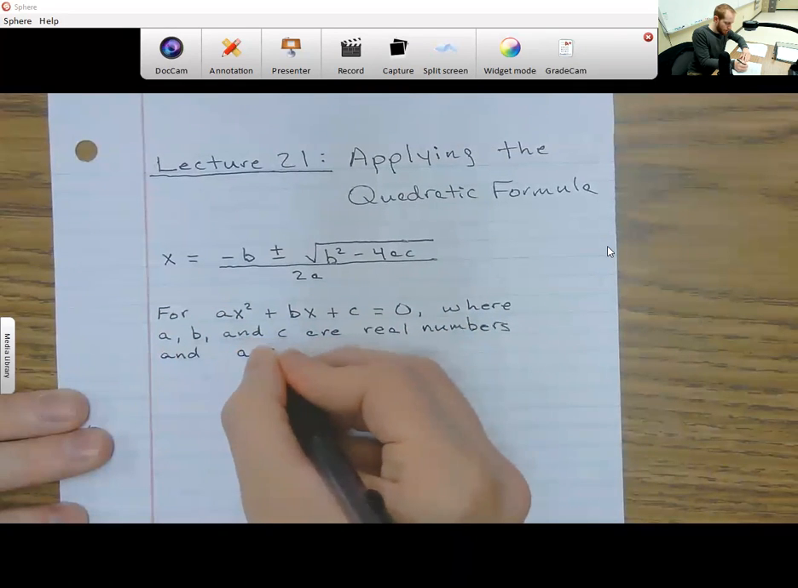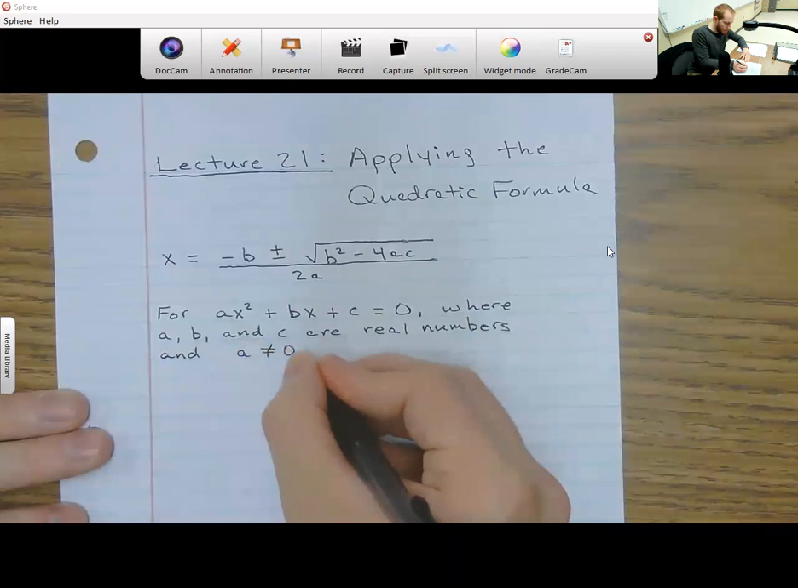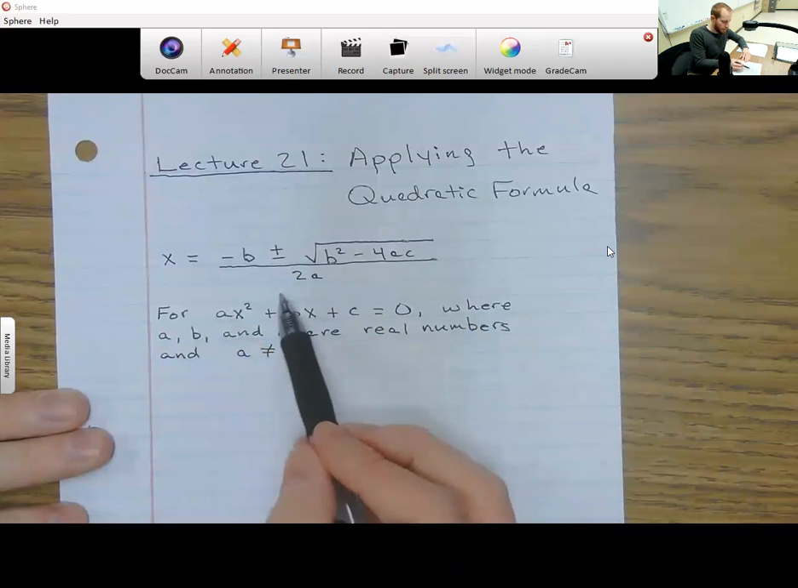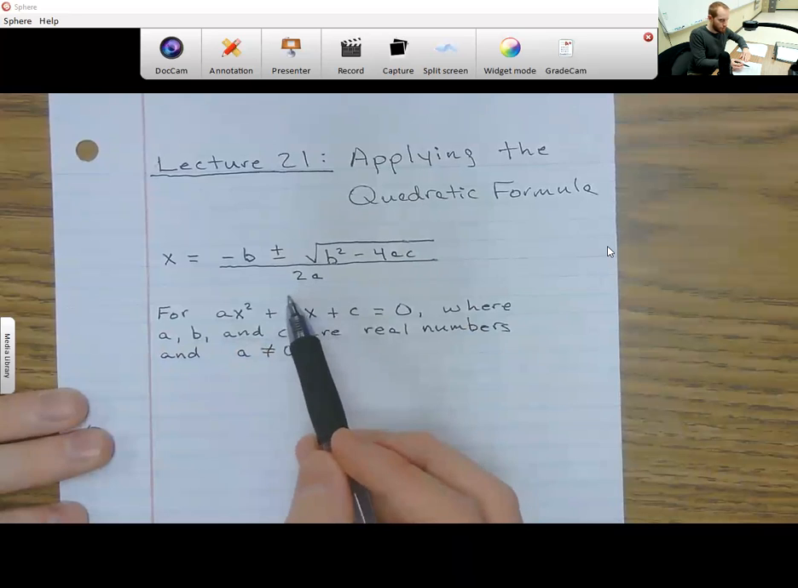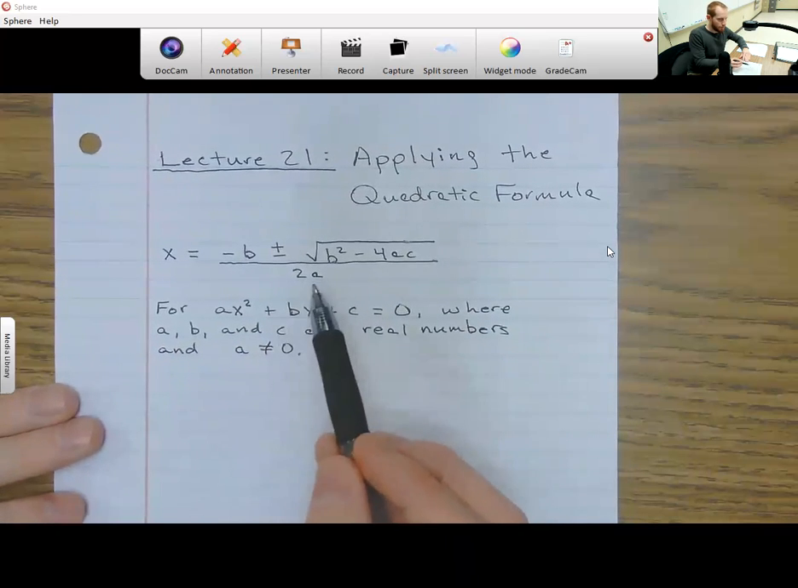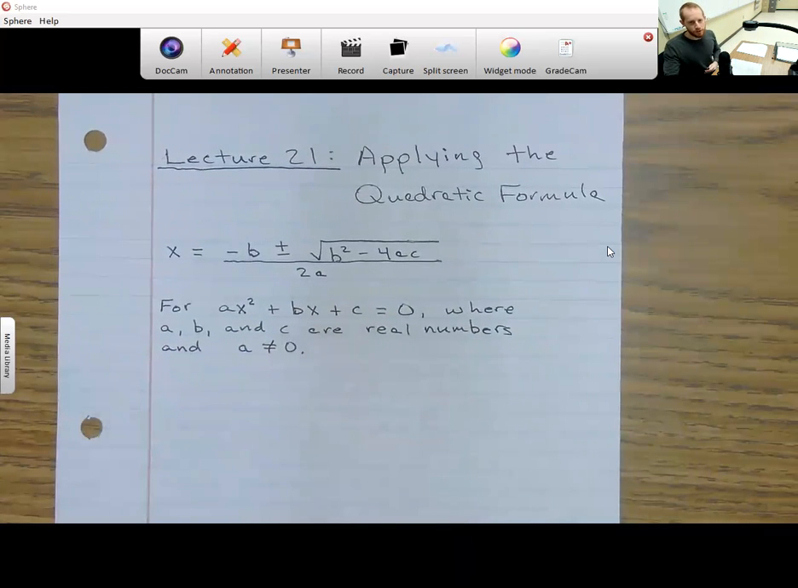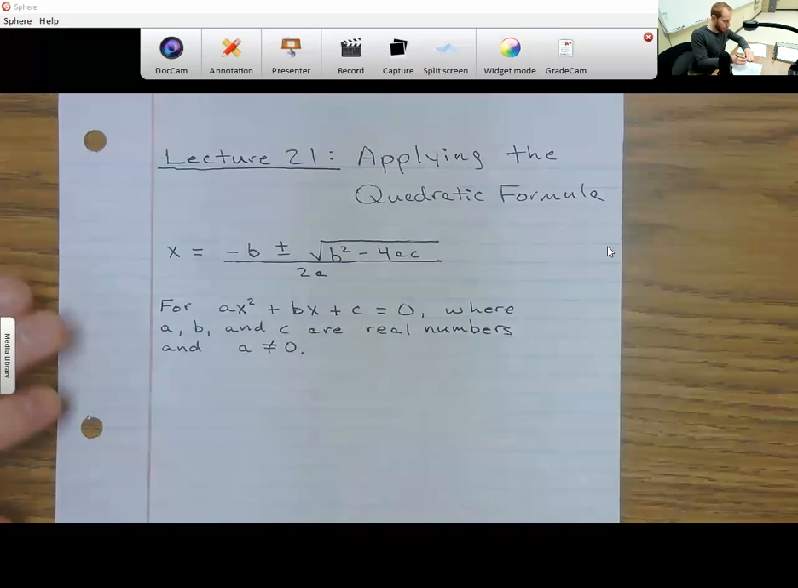A can never be 0, because if A was 0, then we'd be dividing by 0, right? In that denominator. So we can't let A be 0. But B can be 0 and C can be 0. That's fine. We just can't let A be 0. Okay? And this is going to be a definition.